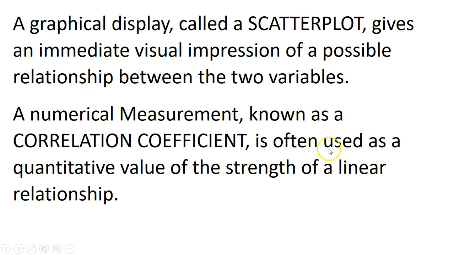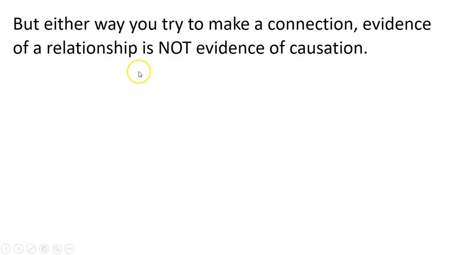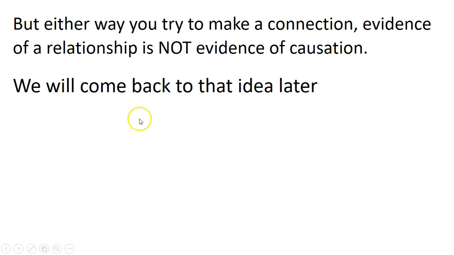We don't know. It could be all over the place, which means maybe it's not linear. Maybe it's something else. These are the things that we'll get to. But either way, you try to make a connection. Evidence of a relationship is not evidence of causation, right? Again, if you're noticing a relationship in the data, that is not evidence of causation. We will come back to this idea later, but I just want to make sure that you see that now.